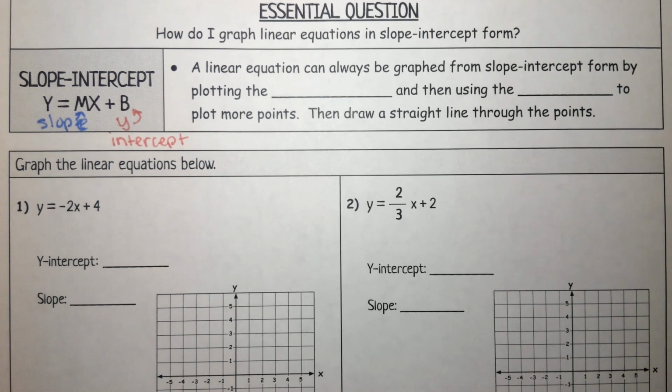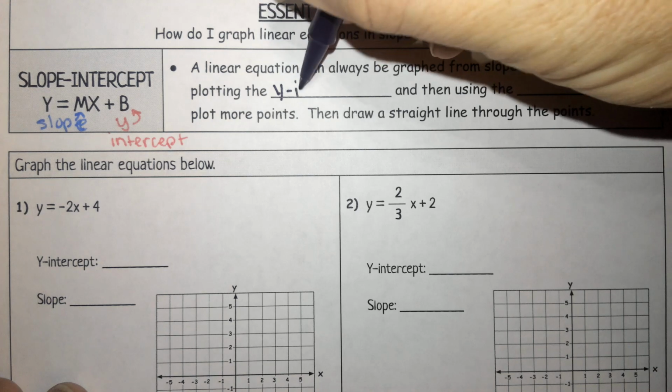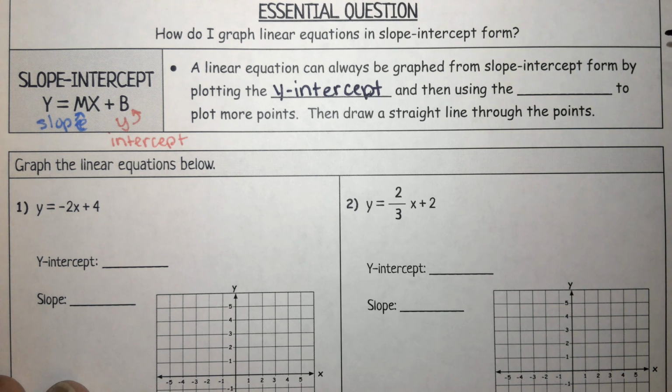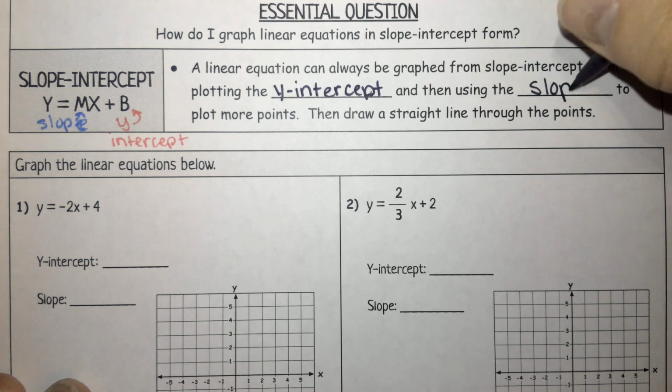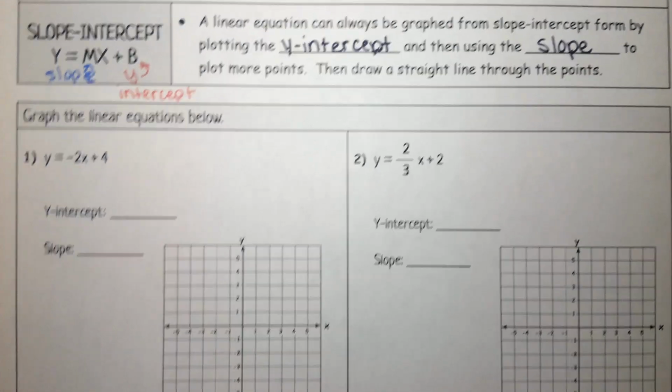Alright, so a linear equation can always be graphed from slope-intercept form. In my opinion, it's probably one of the easiest ways to do it. And you can do that by plotting the y-intercept first, because that's a point they give you, and then you use the slope to plot more points. And again, you only need 2, but you can plot 3 or 4 if you want, and then you draw a straight line through all the points. Okay? So, pretty straightforward, not a whole lot to this. So let's go ahead and just jump into the examples.